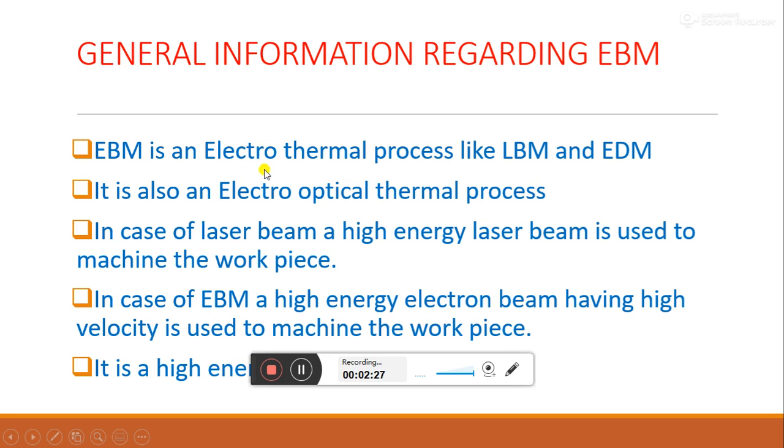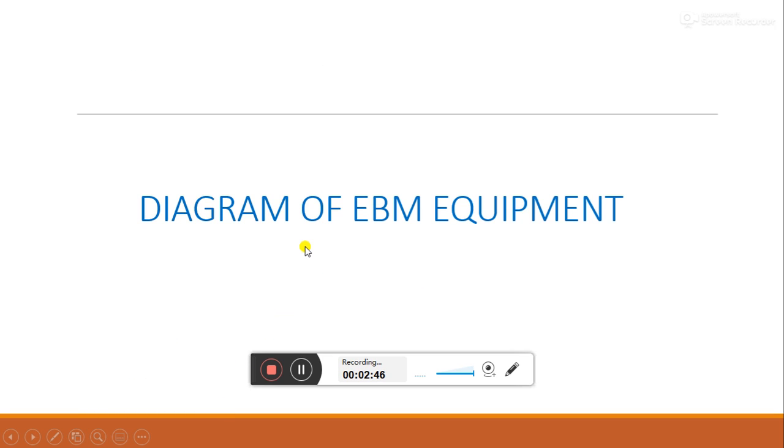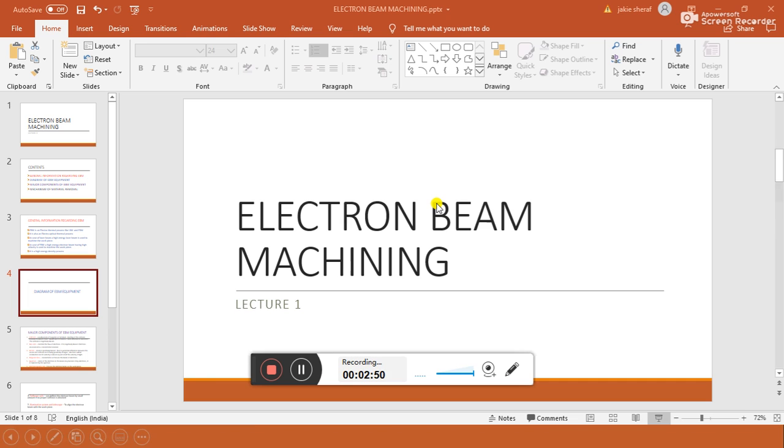Once again, EBM is an electrothermal process, and it is also an electro-optical thermal process. In the case of the laser beam, a high energy laser beam is used; it is a high energy electron beam with high velocity that is used in electron beam machining. It is a high energy density process. Now let's move straight to the diagram of this EBM equipment.